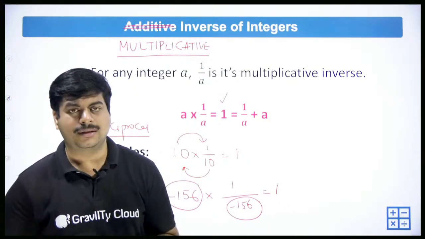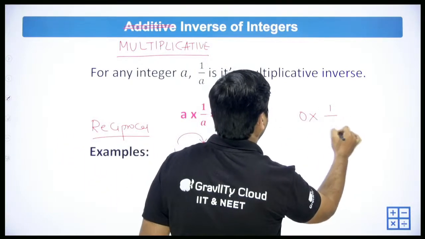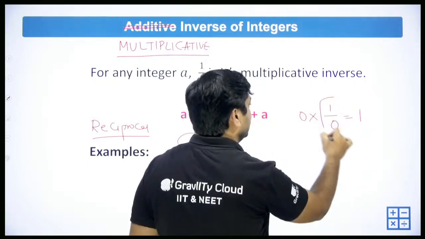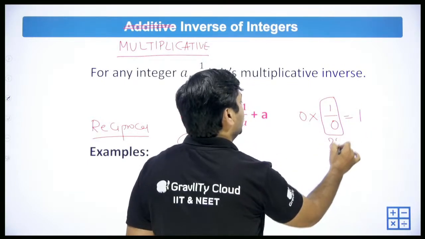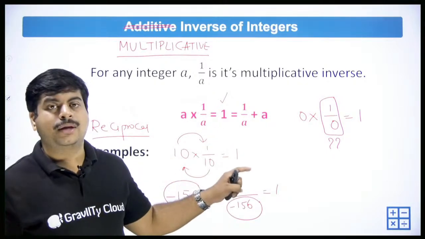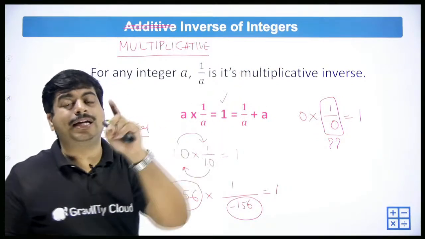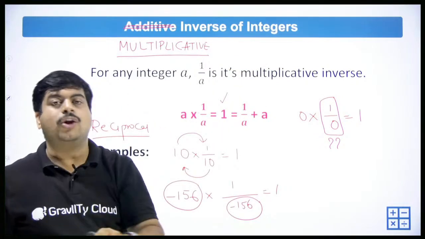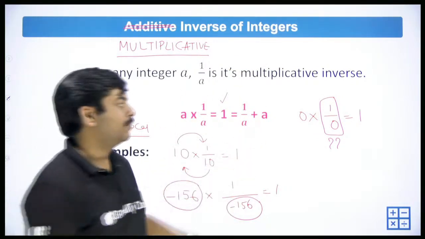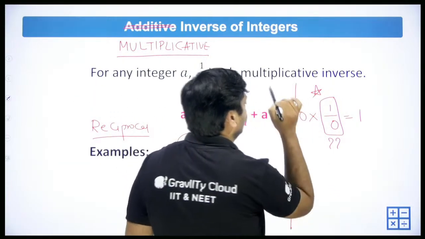But we don't say multiplicative inverse for 0. Do you know why? For the number 0, we need to multiply with 1 by 0 to get the value 1. But 1 by 0, is it a defined value? No. 1 by 0 is not a defined value. So the multiplicative inverse will not exist for the number 0. Okay, this is very important.